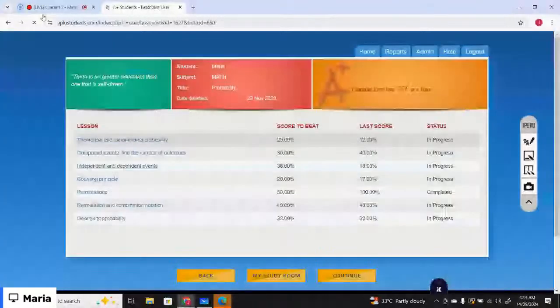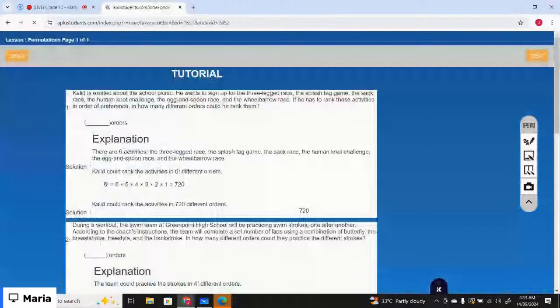The next lesson is permutations. Let's start with the first question. Khalid is excited about the school picnic. He wants to sign up for the three-legged race, the splash tag game, the sack race, the human knot challenge, the egg and spoon race, and the wheelbarrow race. If he has to rank these activities in order of preference, in how many different orders could he rank them?